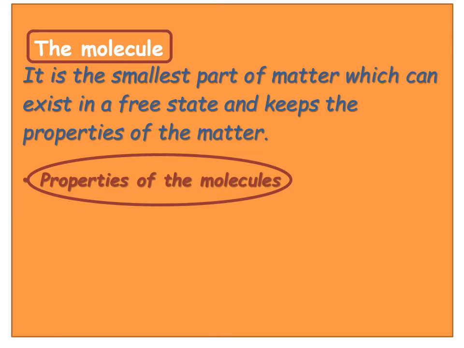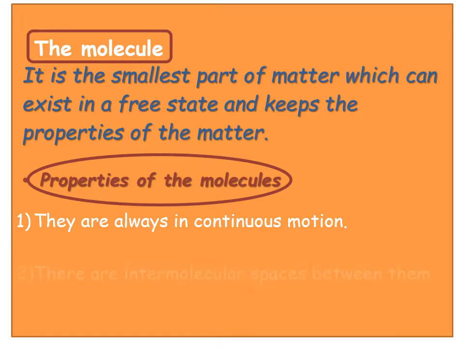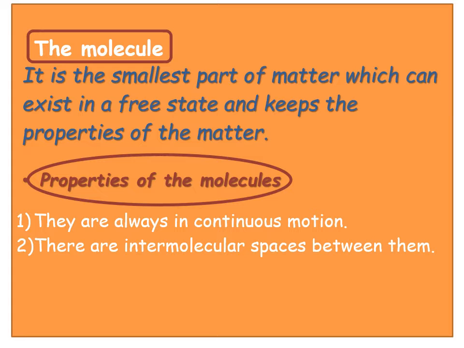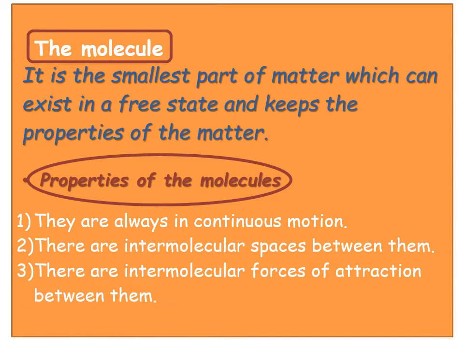What are the properties of molecules? Number 1, they are always in continuous motion. Number 2, there are intermolecular spaces between them. Number 3, there are intermolecular forces of attraction between them. Okay, let's take each one in detail.